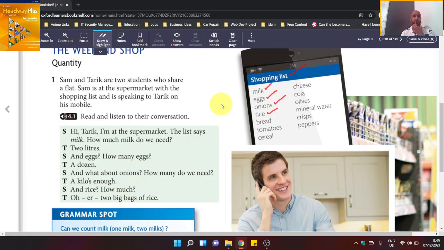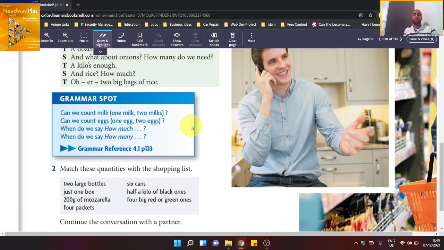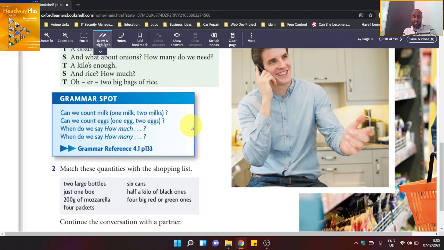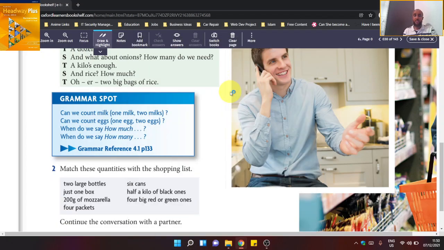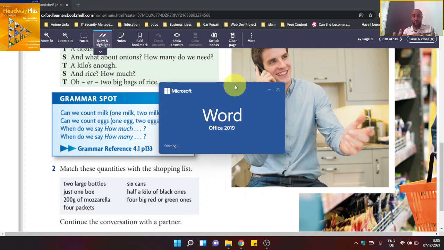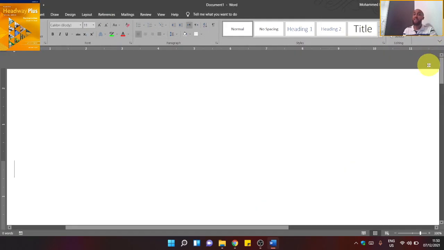So what you have to understand is this. Let me just switch over. When do we use how much and when do we use how many? This is very important. The key thing is, and I will show it to you by opening up a Word document, the noun that you are talking about, is it countable or is it uncountable?